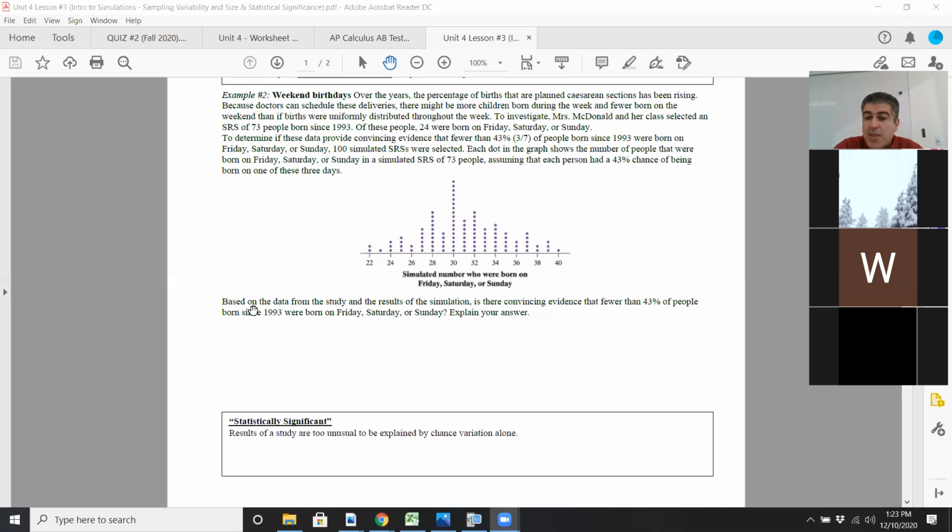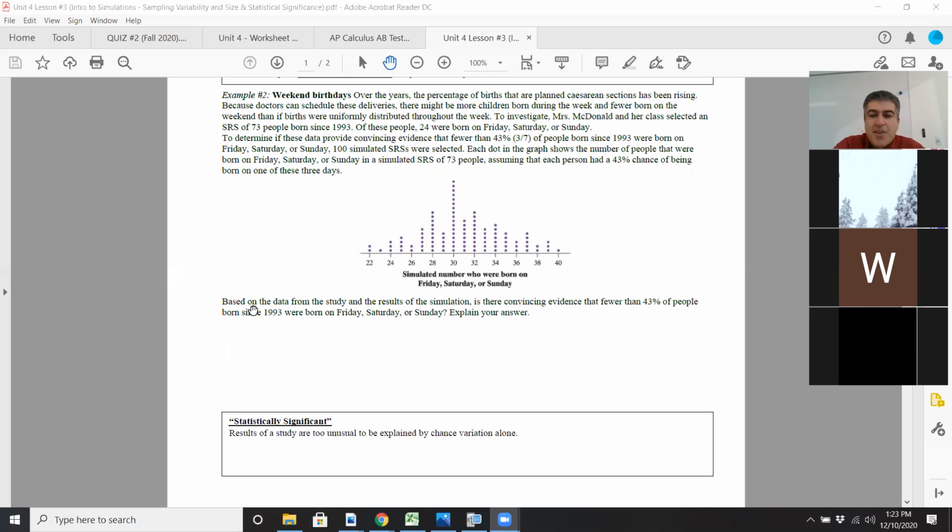Because doctors can schedule these deliveries, there might be more children born during the week and fewer born on the weekend. And of course, when someone's water breaks, it could happen at any time. Like with my son, it happened unexpectedly on a Sunday night, 1 a.m. That was kind of a rude awakening, 2 weeks before his due date.